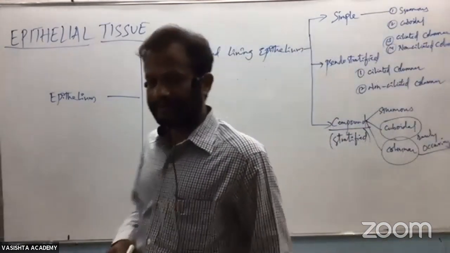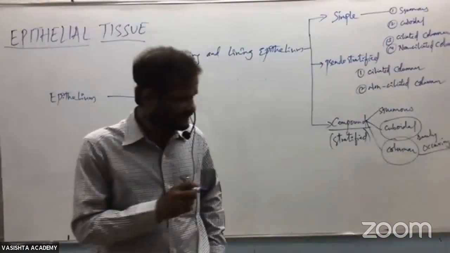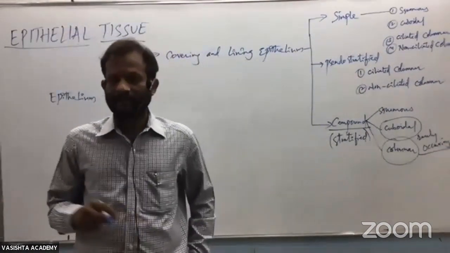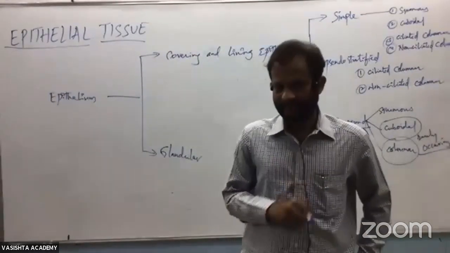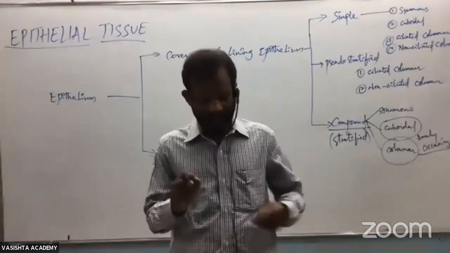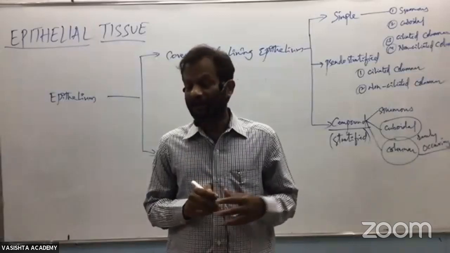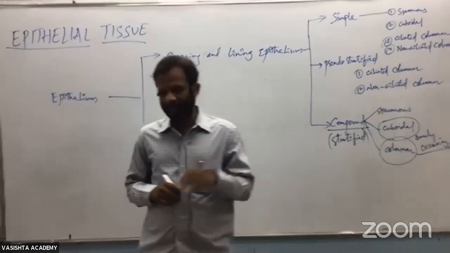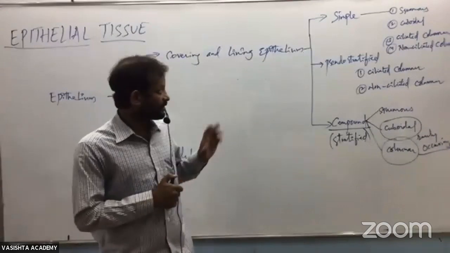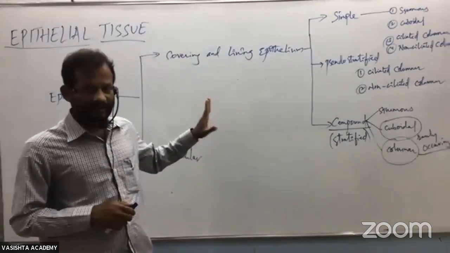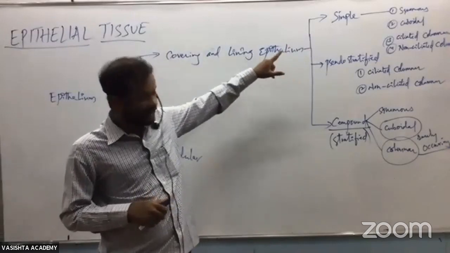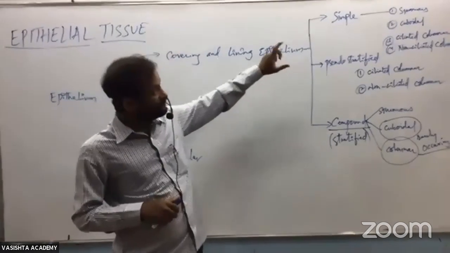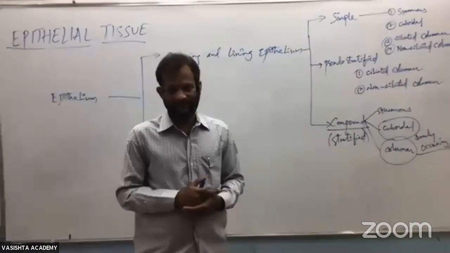In the retina, we can see one type of tissue. In the ducts of sweat glands, we can see one type of tissue. They are very rare. They are not present in more body parts. So these are the outline classification. If you write like this, you have to remember the examples.